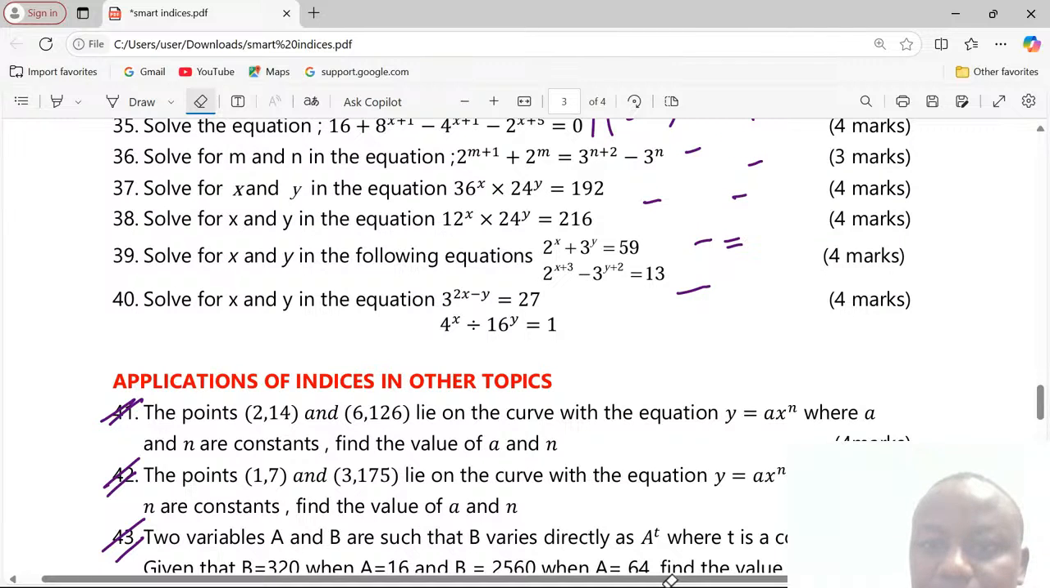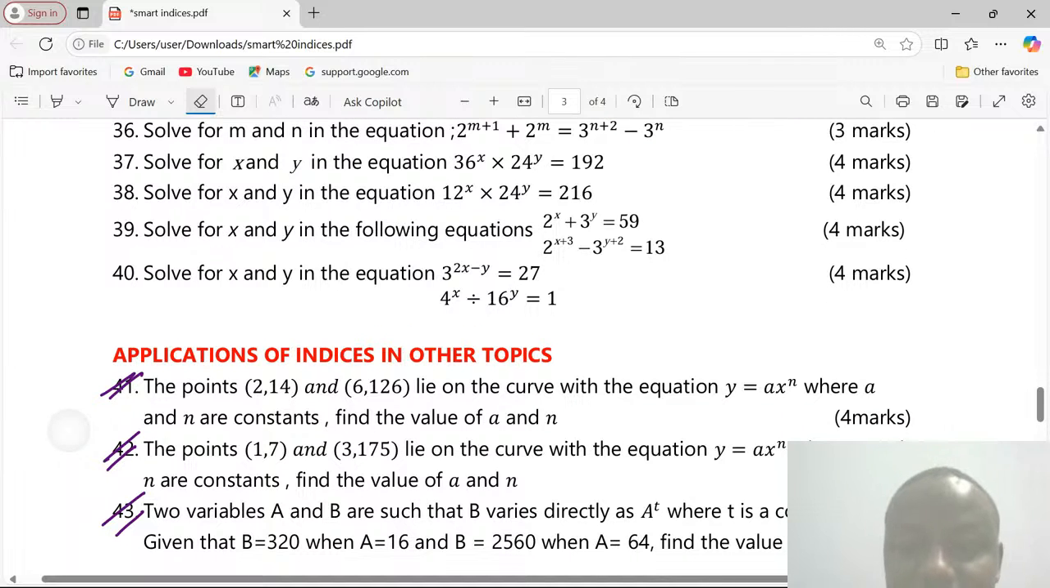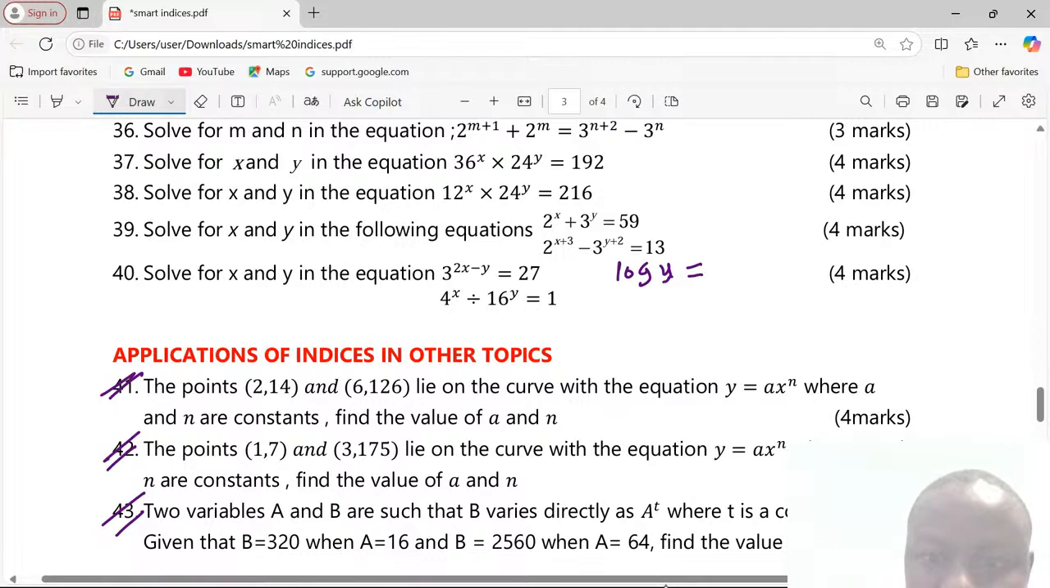I'm going to introduce some logarithms in this question. When you try to read it out, you discover that we're being told that the points (2, 14) and (6, 126) lie on the curve with the equation y equals to ax power n. A and n are constants. Find the values of a and n. So when you introduce logarithms here, you discover that, okay, there might be other ways of solving this, but allow me to say that the log of y is equivalent to the log of everything here, ax power n.